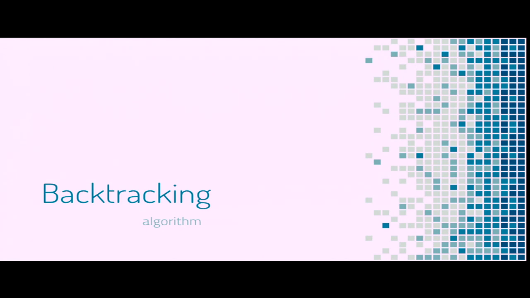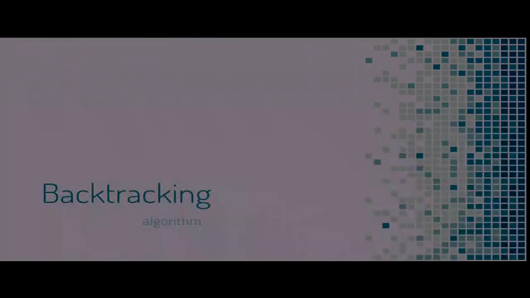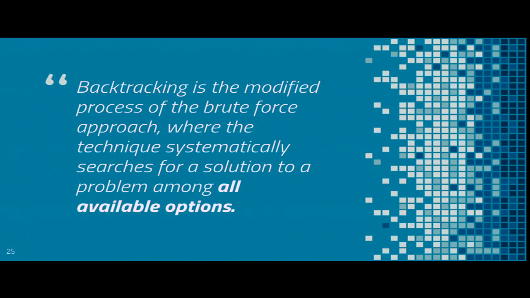Hello. So the next algorithm will be backtracking. Like the name implies, we try to backtrack to our last known valid position, and then we try and work from there. It's somewhat similar to the brute force approach, just in a more optimized way. It is similar to brute force because it tries to explore all available options.